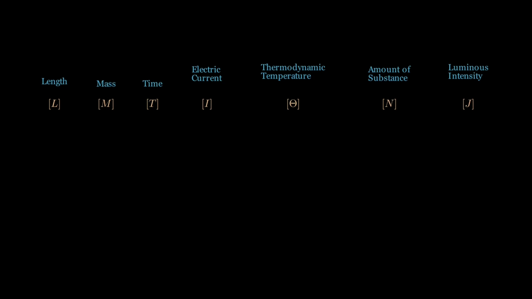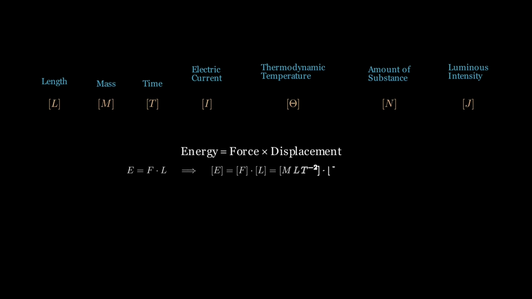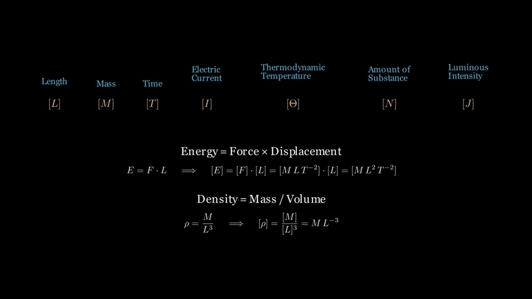Now let's look at a couple of examples. First, let's take energy. It is equivalent to the work done, which equals force times displacement. Force carries dimensions MLT^-2, multiply by another L, and we obtain ML^2T^-2. Next, density. Mass over volume translates to M divided by L cubed, giving ML^-3.